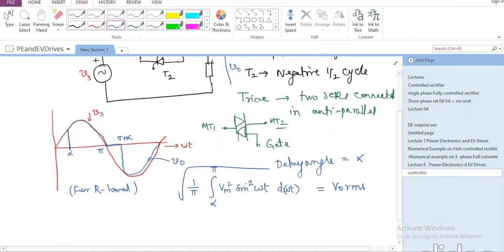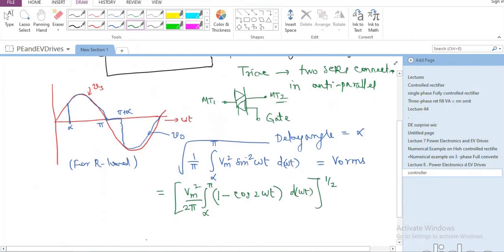Now in this particular case, we would be able to write this as Vm square divided by pi. And I can write sine square omega t as 1 minus cos 2 omega t divided by 2. So that 2 also I am taking on this side. And this has to be integrated over d omega t. The limits will be alpha to pi. And we have to take the square root of this whole, power half.